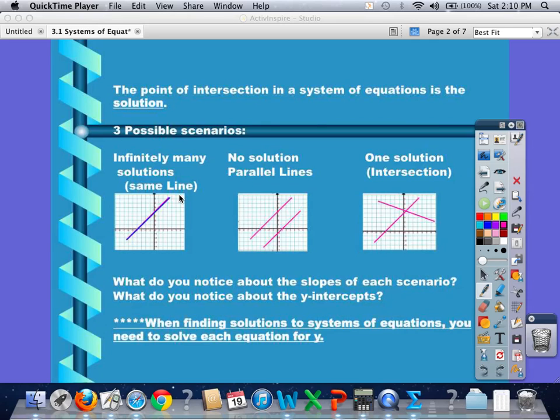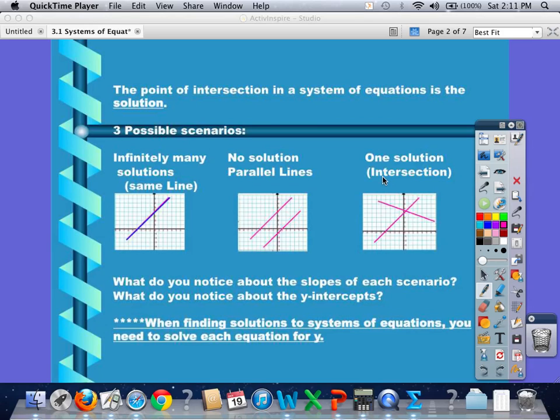The second scenario you could have is no solutions, where you have parallel lines. Parallel lines have the same slope. So these two lines are going to be equations with the same slope exactly, but notice it crosses at the y here and it crosses at the y there. So they will have different y-intercepts.